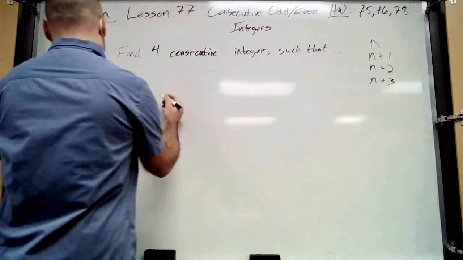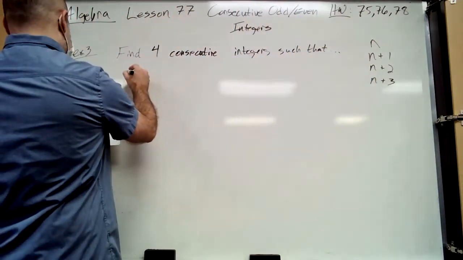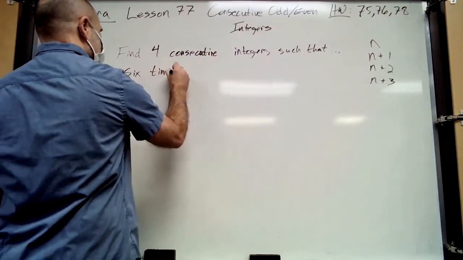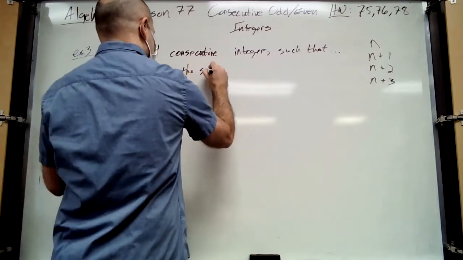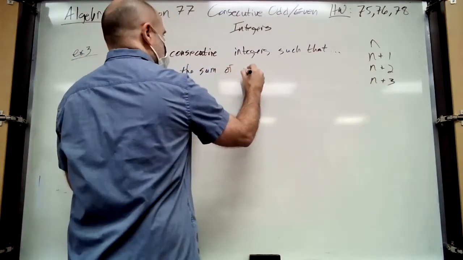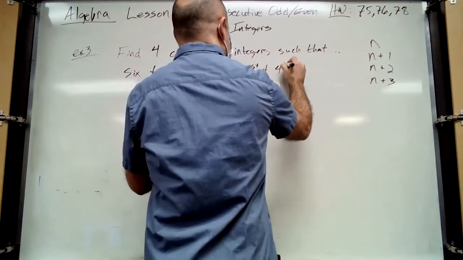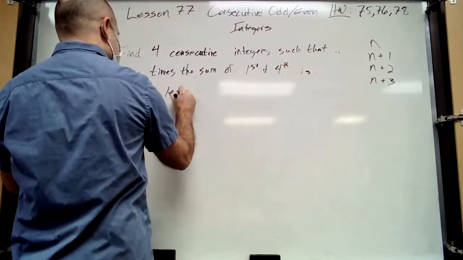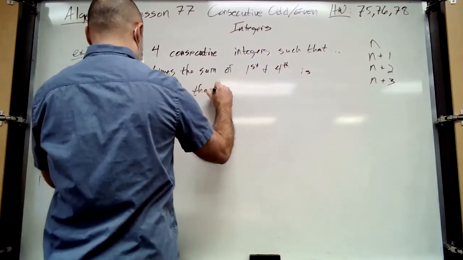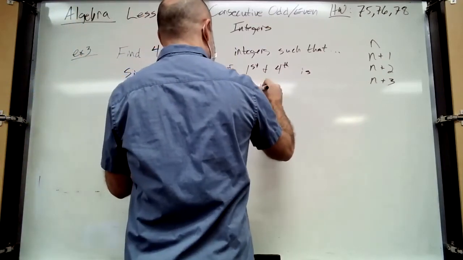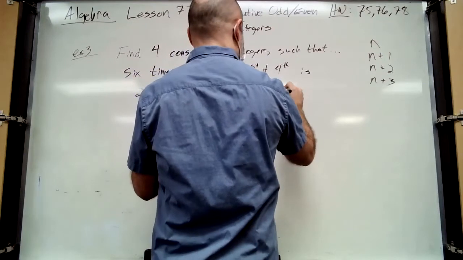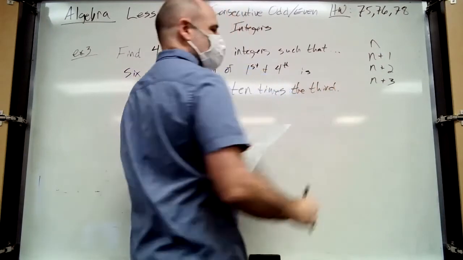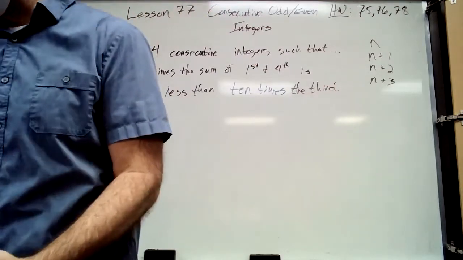Here's the riddle. 6 times the sum of the first and fourth is 26 less than 10 times the third. Okay, so that sounds like a crazy riddle.